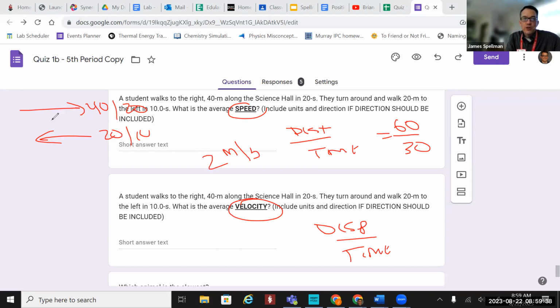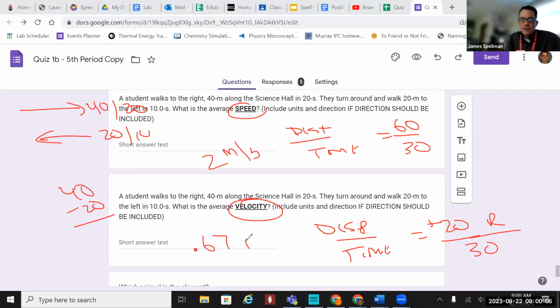Velocity, again, uses displacement. Because these are going in opposite directions, they have opposite velocities, and so we have to take all of that into account. So instead of 40 plus 20, it's going to be 40 minus 20 because we're going back in the opposite direction. So our displacement was 20. We're 20 units right, or plus 20 units to the right, however you want to indicate it. The time is still the same, which is going to be 30. So in the calculator, 20 divided by 30 is going to be 0.67, and again, still meters per second. You could indicate that with a positive, or you could indicate that with a right. Either of those would be fine.